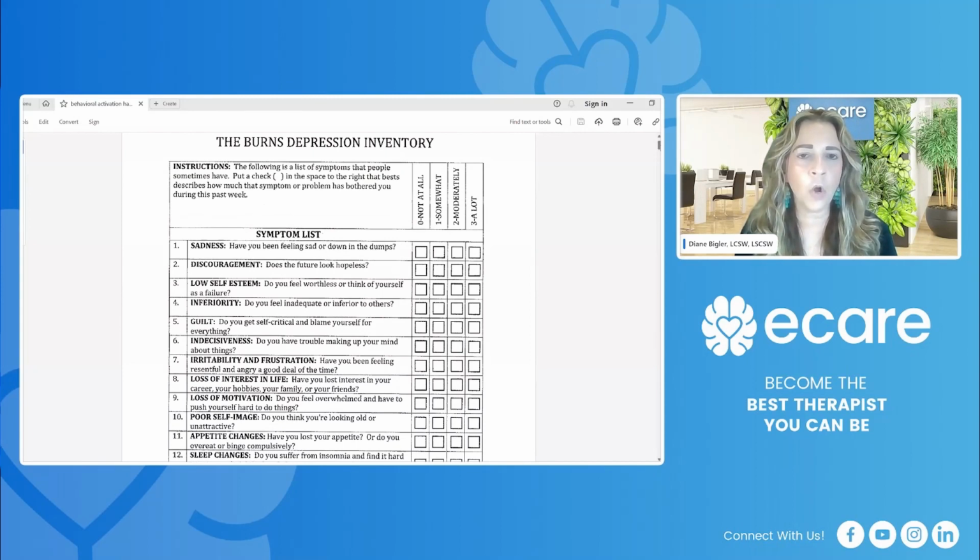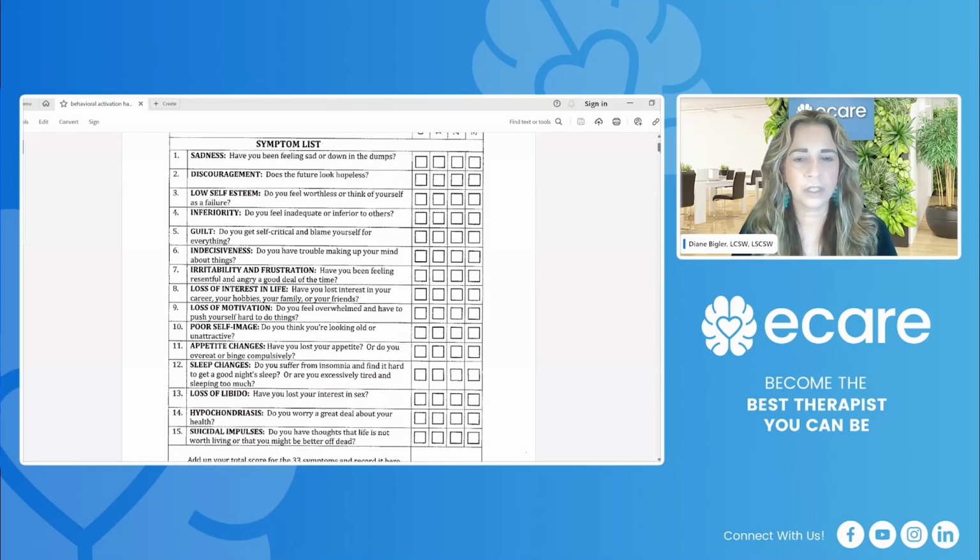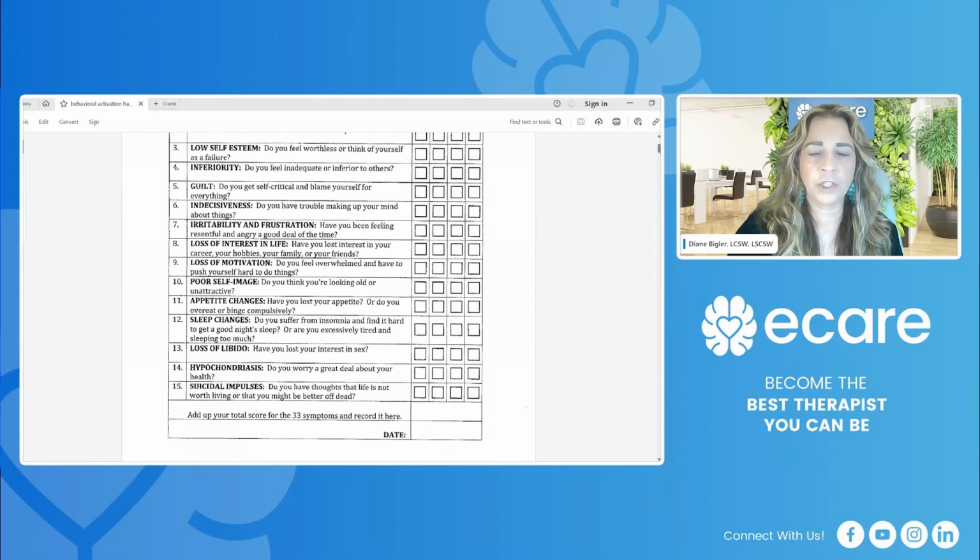So you can see here that the goal of this assessment is to gather information on these core areas: sadness of the client, discouragement, low self-esteem, inferiority, guilt, etc. Irritability, loss of interest, motivation, poor self-image, appetite changes, sleep, loss of libido, hypochondriasis, and suicidal impulses. So you see, again, we're always wanting to include assessing for suicide. So that's the BDI, Burns Depression Inventory.